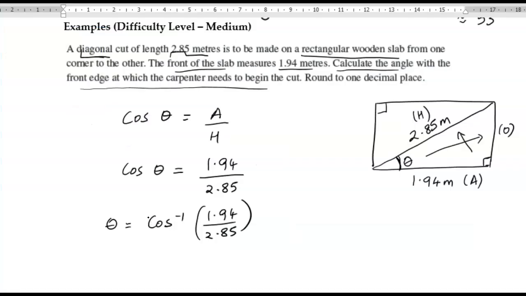So the question wants us to 1 decimal place, right? So theta equals 49.1 degrees. So in other words, the carpenter needs to make a cut along the front edge with an angle of 49.1 degrees to achieve the required diagonal cut.